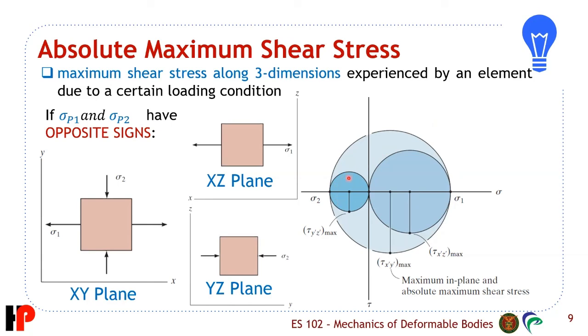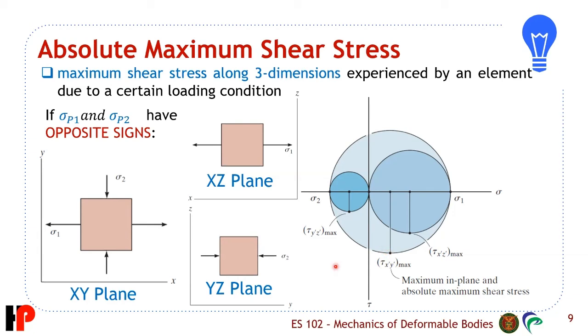This one on the left has sigma 2 and 0 as its principal stresses. Sigma 2 and 0. So, this is the YZ plane. Sigma 2 is compressive, so negative, and 0. Lastly, this XZ plane, we have sigma 1 and 0. So, this is the circle for that. So, again, each circle has its own maximum shear stress: tau YZ prime, tau XZ prime, and tau XY prime.